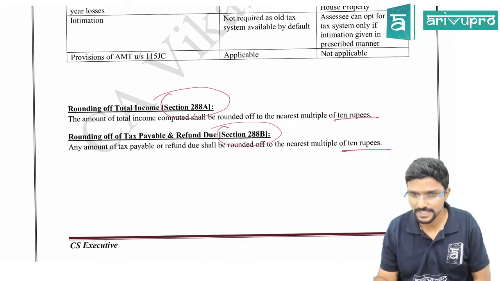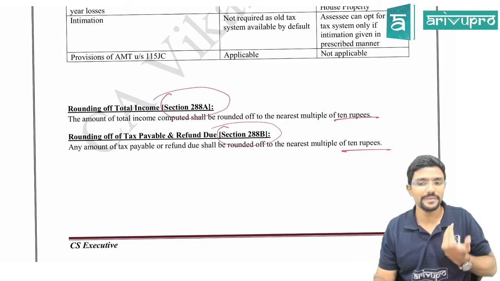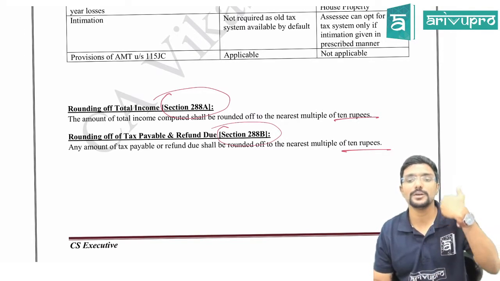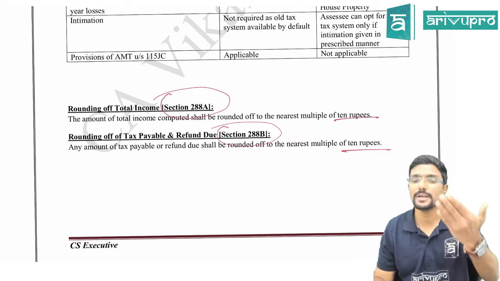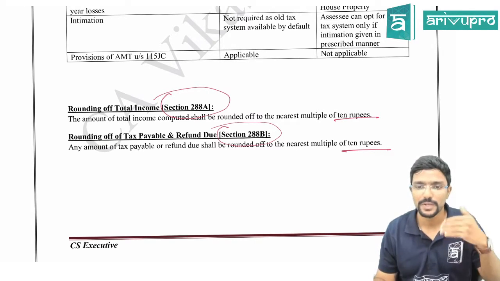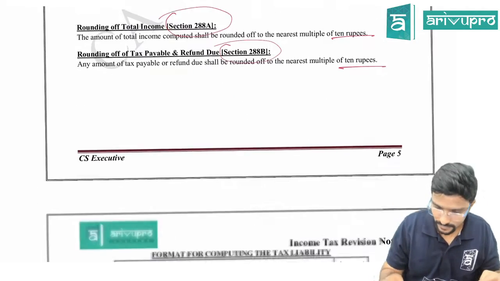Easy to remember the sections A, B, because only when you know total income will you know your tax liability. Only when you know A, you will be able to learn B. It's like that. Okay. A, B. It is in order. Fine.